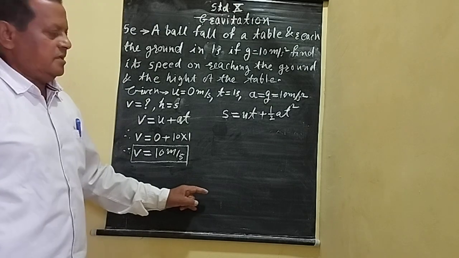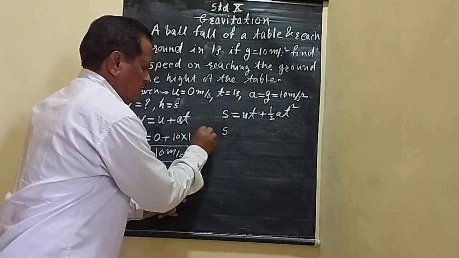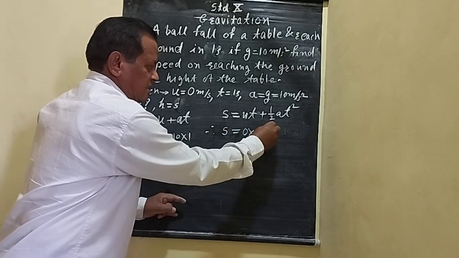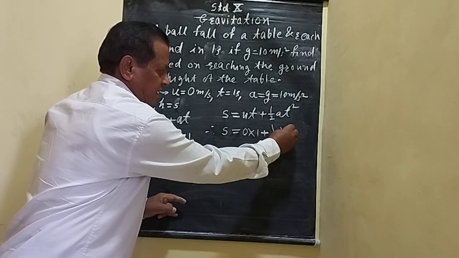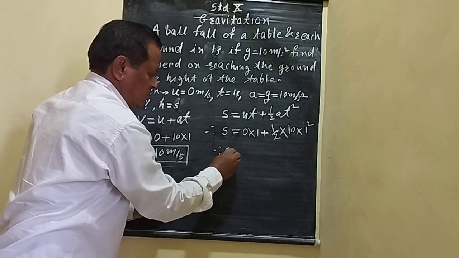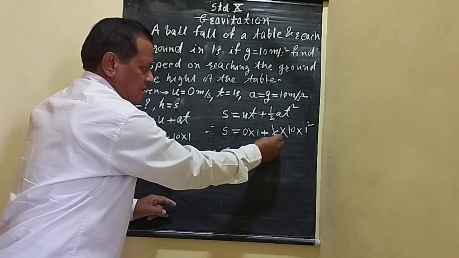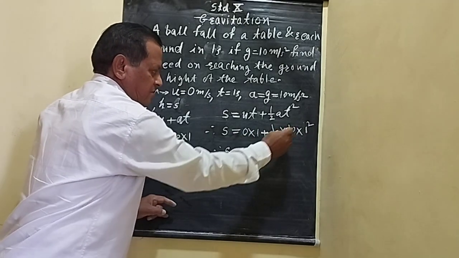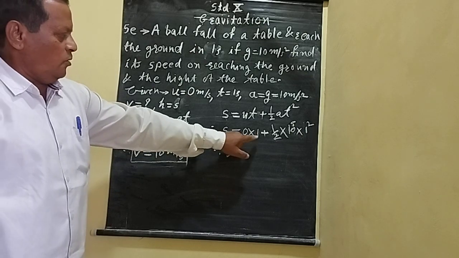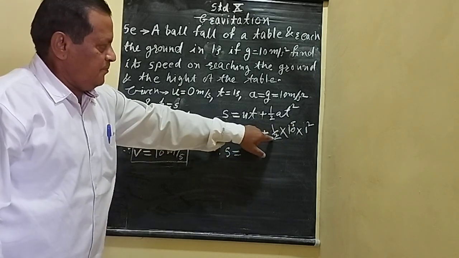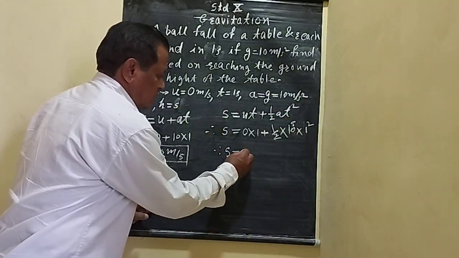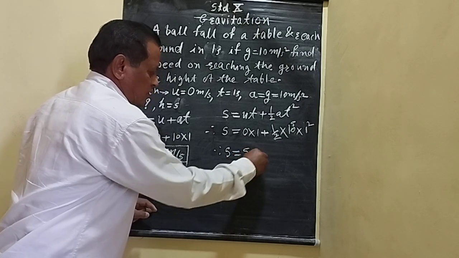Now, keep values, therefore, s is equal to ut, u is 0, t is 1, plus half, multiply a is 10, multiply 1 square. Therefore, s is equal to 0 plus half, means 2 ones are 2, 2 fives are 10, here it will be 5. Now calculate this: 0 plus 5 into 1 square, 1, 5 into 1 again, 5. Therefore, s equal to 5 meter.